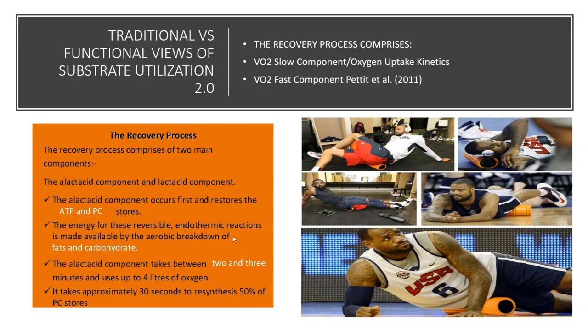So the traditional views of substrate utilization, I put 2.0 just to give you an idea. We're going to go a little bit ahead to give you an idea of how our newer thought process is oxygen uptake kinetics. So are we looking at VO2 slow component versus VO2 fast component, and how we're measuring those to look at shuttles being transported across to give you optimal fuel utilization, because a type 2 muscle fiber can produce speed in terms of faster contraction.